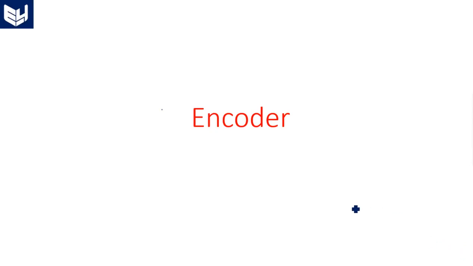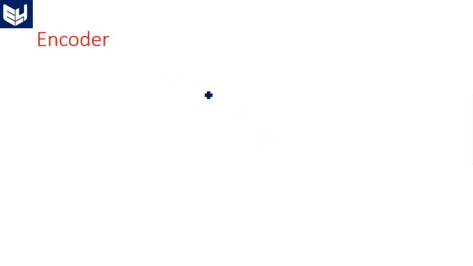Hi everyone. In this video I am going to explain about encoder. Encoder is a digital circuit which is a combinational logic device. Encoder is a combinational logic circuit.